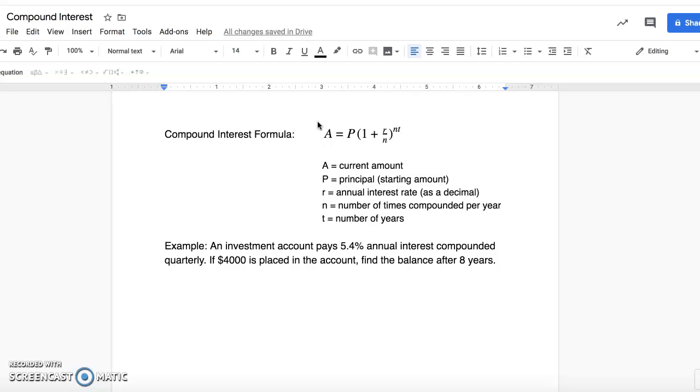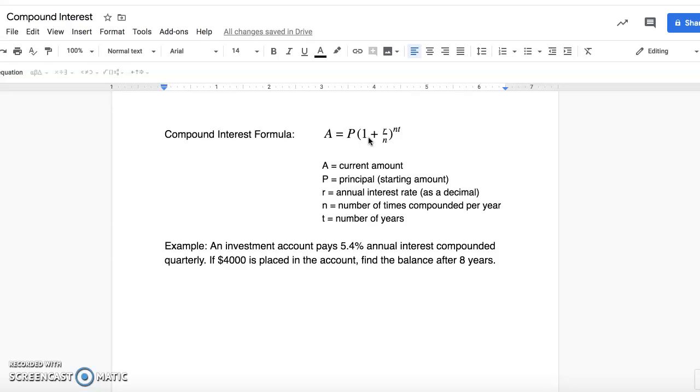Looks kind of complicated. There's a lot of variables going on in here, so let's take a look at it for a little while and make sense of it. I've labeled out what all the variables mean down here, okay? So we got A equals P times the quantity 1 plus R divided by N, all to the power of NT, so this NT is an exponent. A just stands for the current amount of money in your bank account, or the current amount of money that you owe the bank. P is the principal. It's just a fancy word for saying the starting amount.